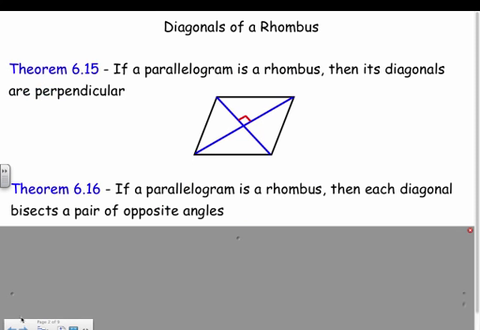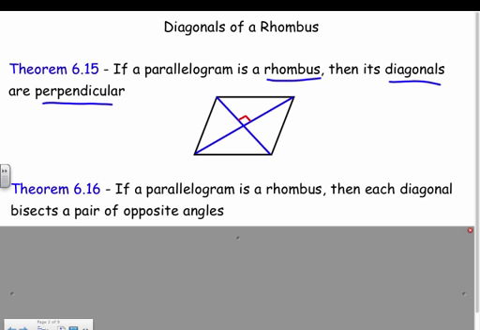Okay, a couple things about our rhombus. Well, the diagonals, if it's a rhombus, then its diagonals are perpendicular. So that's a new thing. We already know that they bisect each other because it's a parallelogram. But now if it's a rhombus, we know that the diagonals are perpendicular. They make a 90-degree angle. So those diagonal slopes would be opposite reciprocals, right? Because they make a 90-degree angle.